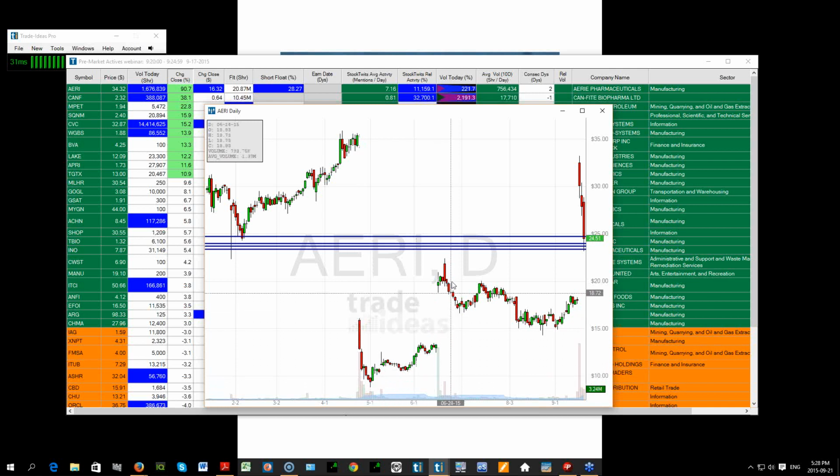It had a bit of a pop up, and I think the shorts were probably cringing right now, and then it popped up. Then it started to drift down again, and then all of a sudden we had this news. The news looked like it was refuting this data. I looked at the news, and the data that came out looked pretty positive. So all of a sudden everybody's piling into this stock, and it almost got back up to its original level. But look at this, it started to sell off, and it could not hold its gains.